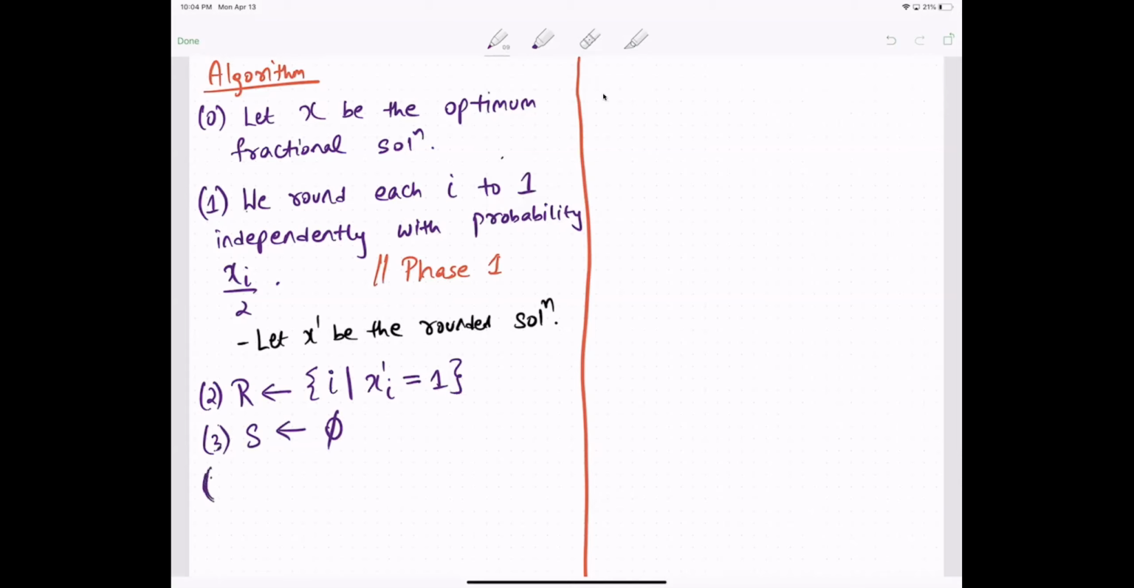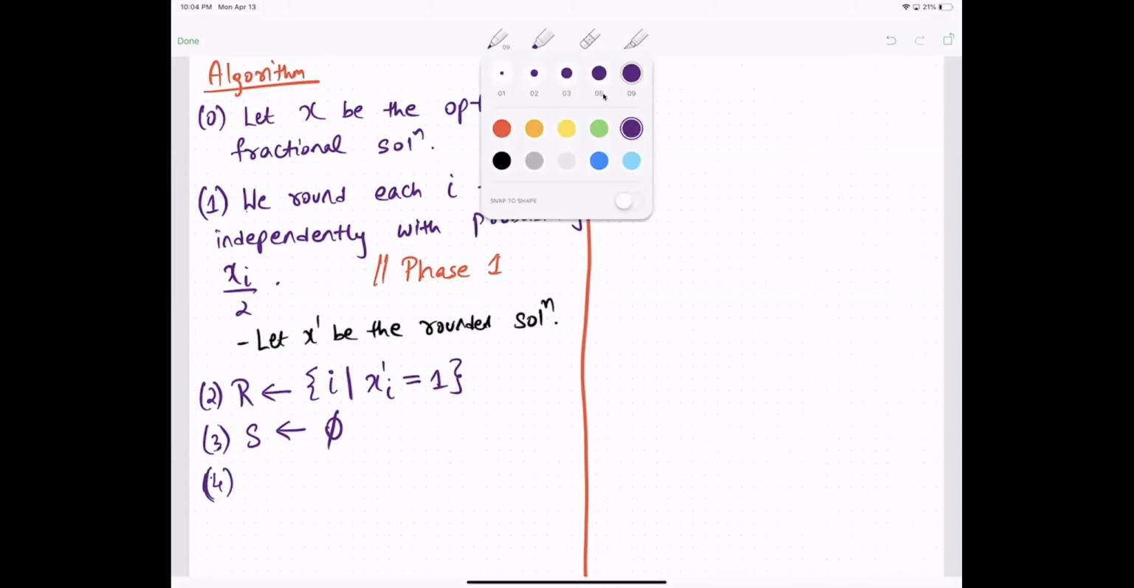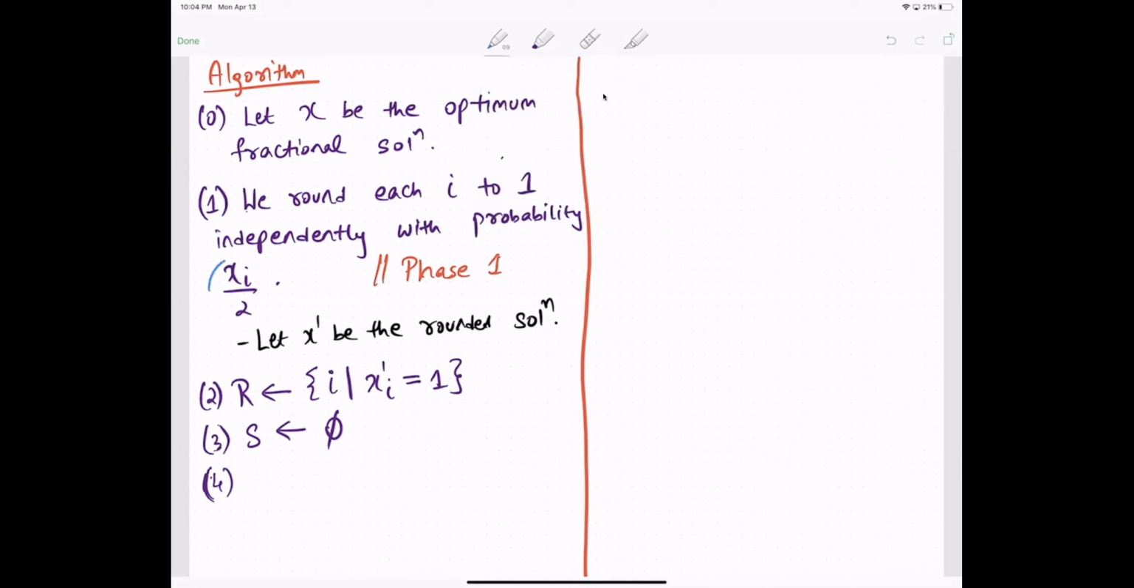So this is the crucial step. This fourth step will ensure that the solution will be feasible. By the way, you should notice here that the sampling rate that we used was not xi, but xi over 2. That's very important. So slightly lesser chances of an interval getting sampled. Right, that's important. Maybe in the exercise I'll post as to why we needed this.